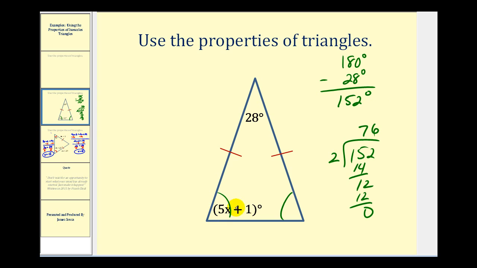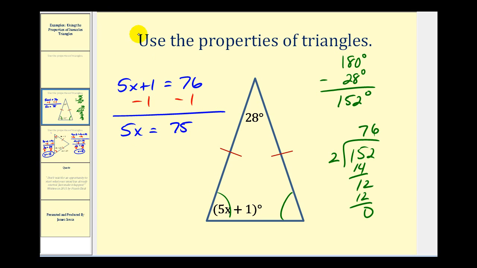So now we can determine the value of x. Our equation is going to be 5x plus 1 is going to equal 76. So we'll subtract 1 on both sides. And now divide by 5. So we have x equals 15.